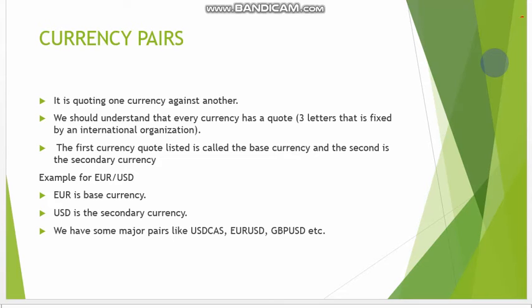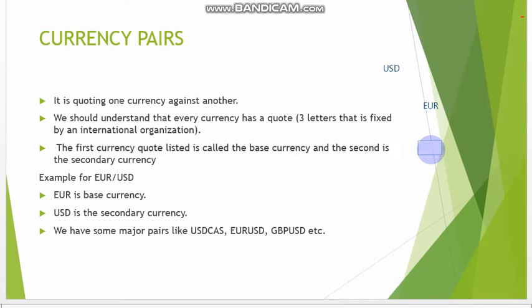So you can have USD CAD, you can have GBP USD. Those are all examples. You should understand that every currency has a code. These codes are three letters that are fixed by an international organization called ISO, the International Organization for Standardization. They are in charge of giving the three-letter codes of these currencies. Like I told you, for US dollars, in forex you will not see the full name. We just use USD. For the euro, we have EUR.